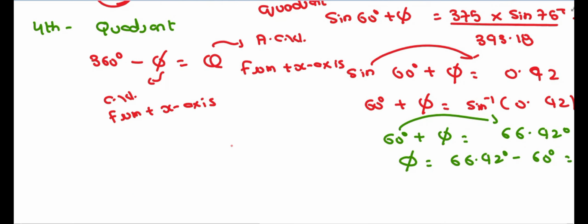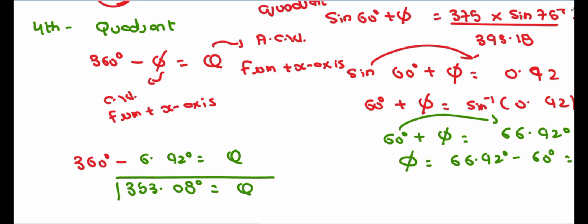The whole angle of the first, second, third, and fourth quadrants is 360 degrees. So 360 degrees minus phi, and the value of phi is 6.92 degrees, equals theta. So 360 degrees minus 6.92 degrees equals 353.08 degrees. So 353.08 degrees is the angle of the resultant measured from the positive x-axis, and it lies in the fourth quadrant. That's why I subtract 6.92 degrees from 360 degrees.